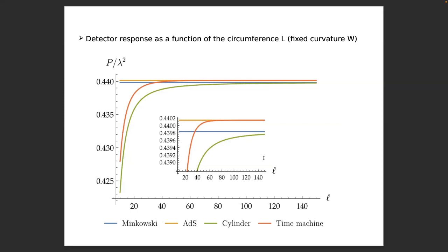So we have fixed the curvature to be the AdS curvature equal to the time machine curvature. That's the reason they coincide here, but it cannot coincide with the cylinder. What this graphic shows is that the detector placed in the time machine can differentiate the topology of the space-time, because here we have the curvature fixed, but for small L's it can differentiate between this AdS covering space and the time machine.